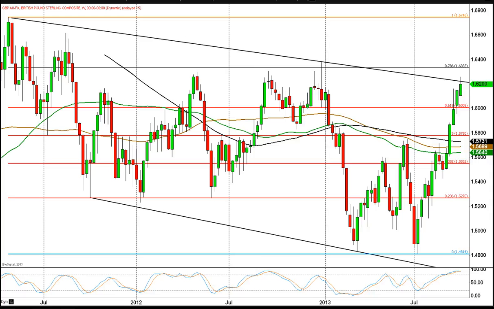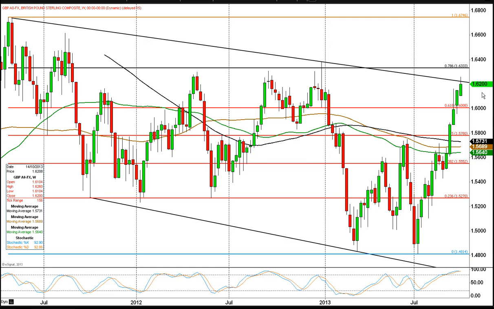This is a weekly chart for cable, the pound versus the dollar. It is interesting because we're testing the upper end of a two-year channel, so it's a very significant area, and we've been warning in our reports this week that this 162.20 area is going to be a problem. It's a two-year trend line. We are getting very overbought.